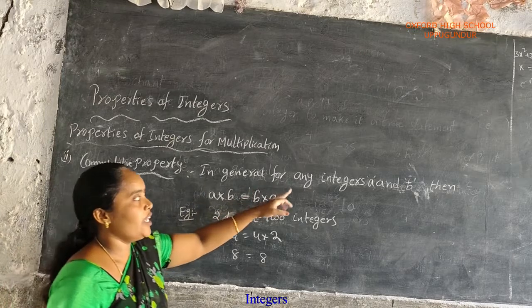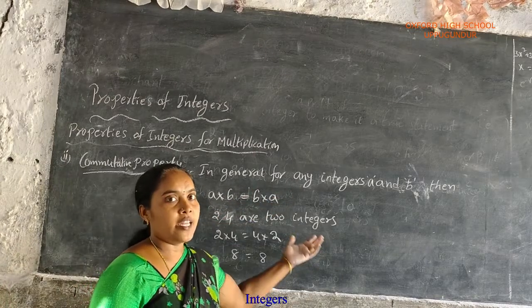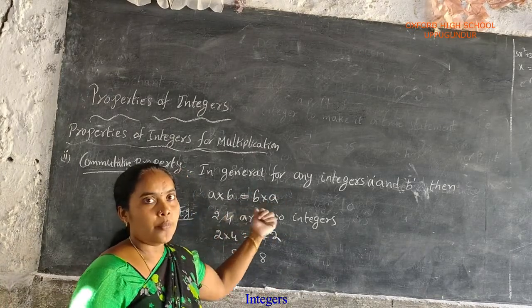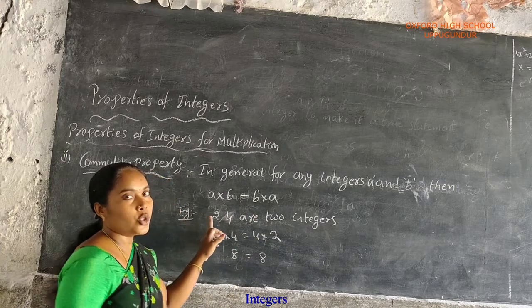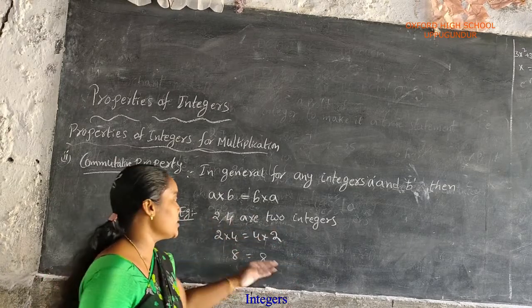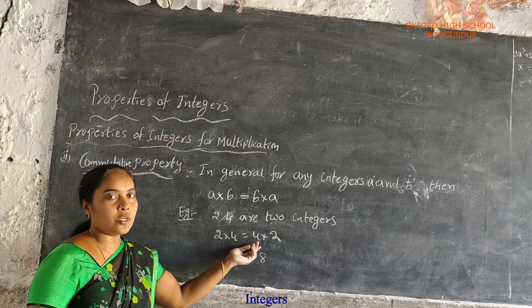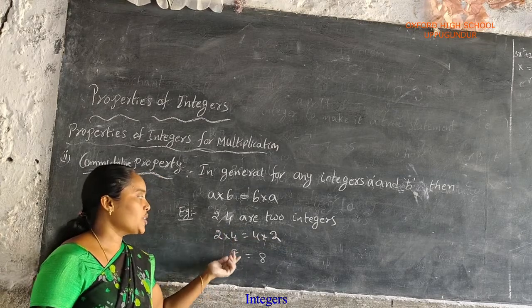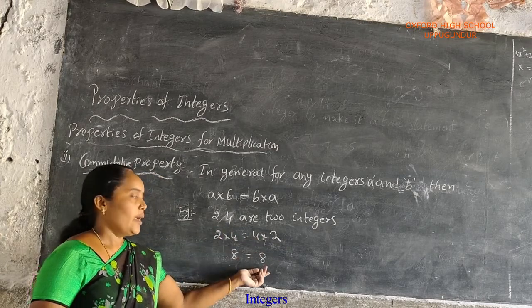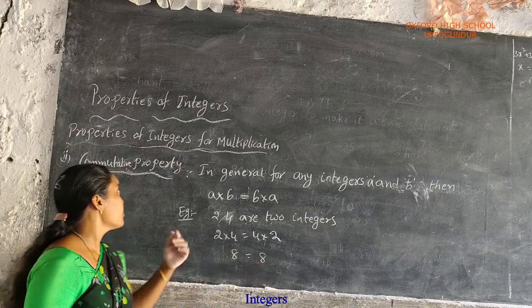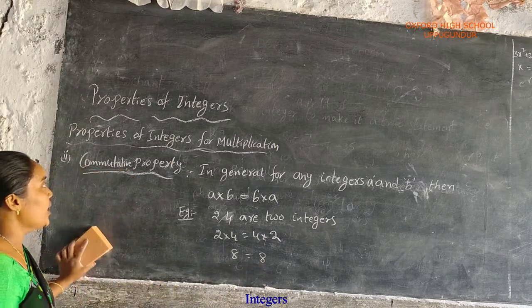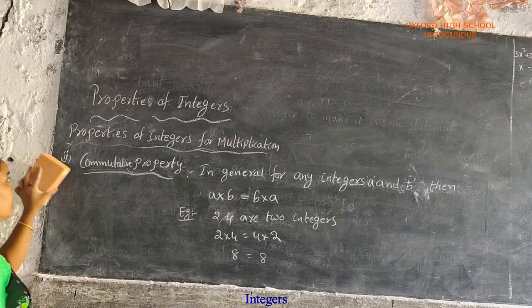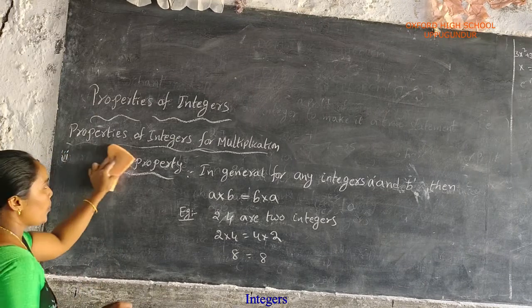In general, for any integers a and b, a into b equals b into a. Example: 2, 4 are two integers, then 2 into 4 equals 4 into 2. 2 4s are 8, 4 2s are 8. So 8 equals 8. Property is satisfied. Next one, the third one is associative property.